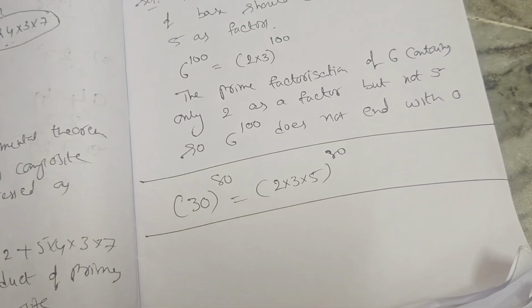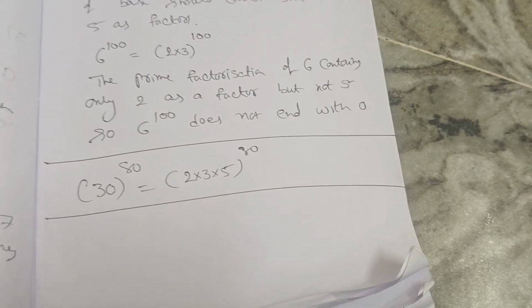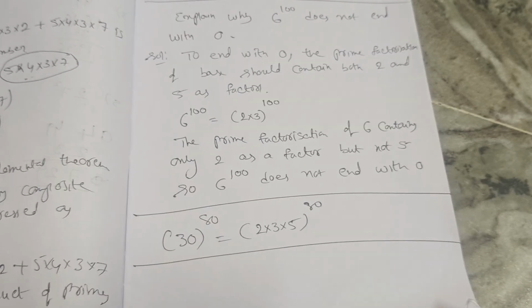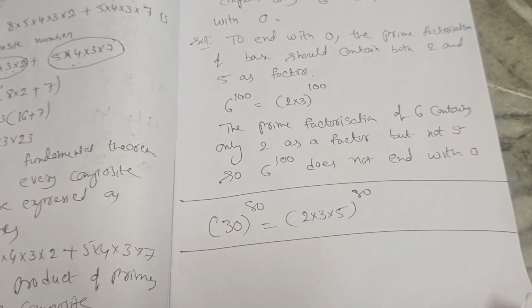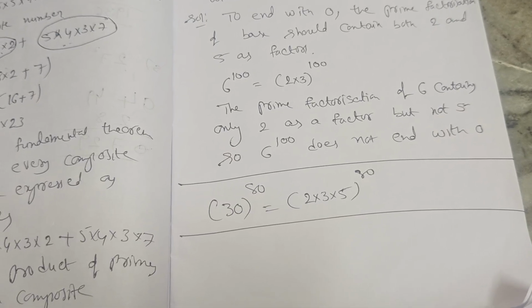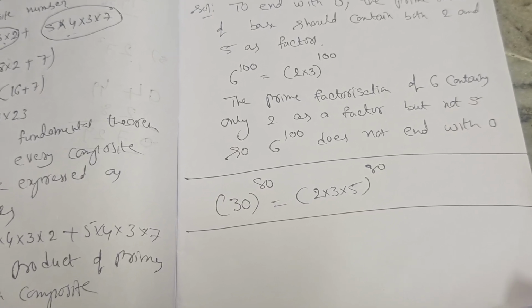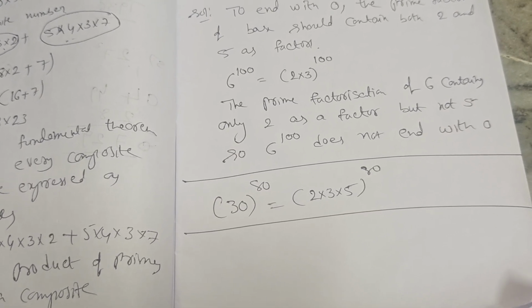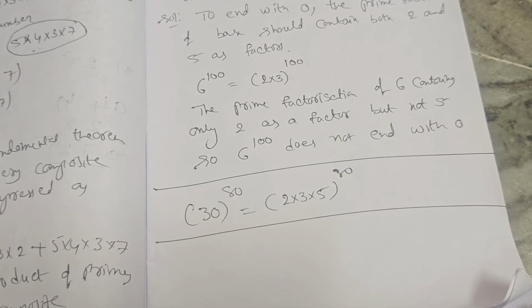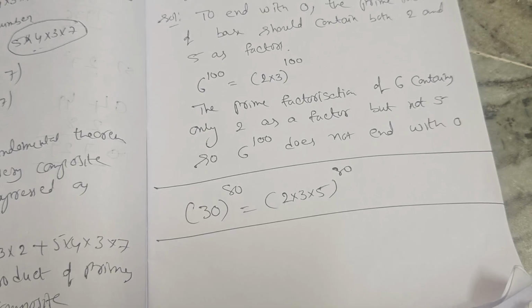Did you understand, children? Today we learned about the fundamental theorem of arithmetic. What is the fundamental theorem of arithmetic? Every composite number can be expressed as a product of primes. Prime factorization is unique apart from the order in which the primes occur. Okay. Next, what will you learn? How to find exercise 1.2 last 3 sums.